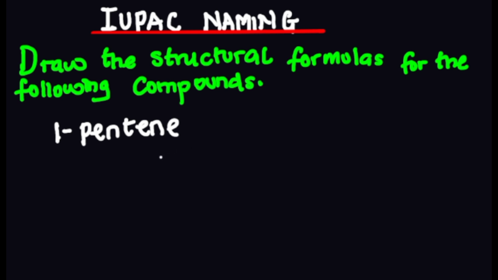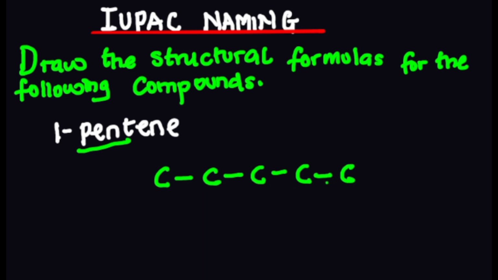So we are asked to draw the structural formula of 1-pentene. One thing I want you guys to understand is that you first bring out the number of carbon atoms. Since this is pent, pent simply means 5, then you're going to have 5 carbon atoms: 1, 2, 3, 4, 5.